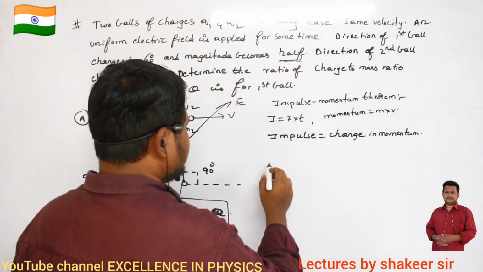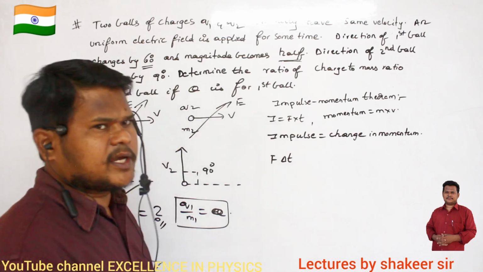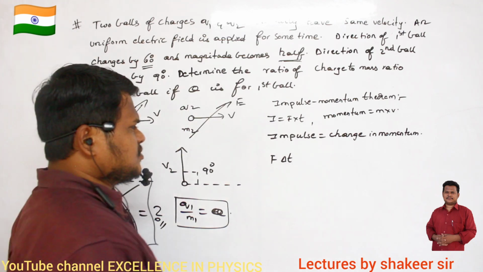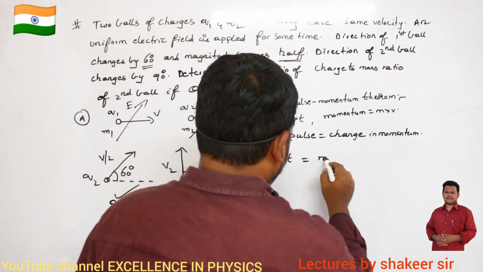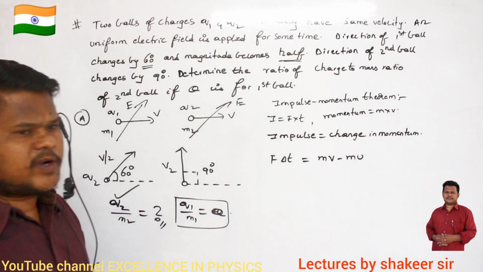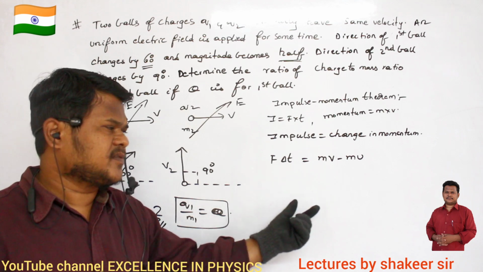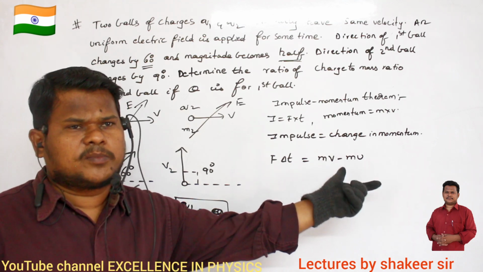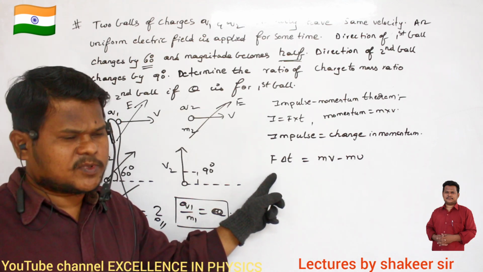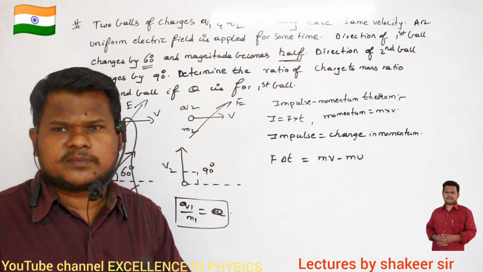What is impulse? Impulse is F into delta t, force into time of application of force. So F into t is equal to mv minus mu, that is, final momentum minus initial momentum. This is the impulse and momentum equation. Impulse acting on a body is always responsible for change in momentum. It means if you apply force for a small time, the velocity of the body changes. This is called the impulse and momentum equation.